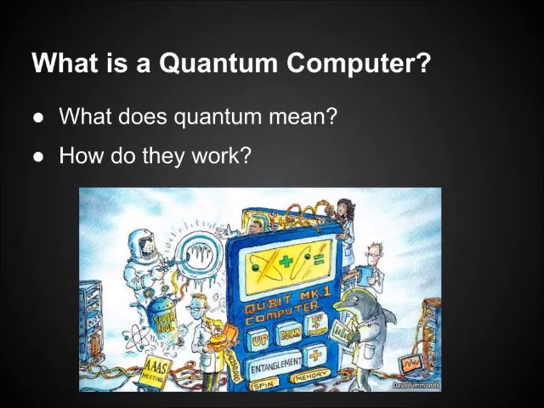What is a quantum computer? The word quantum, according to the free online dictionary, means the smallest amount of a physical quantity that can exist independently. Quantum computers use nature's smallest parts to do calculations.